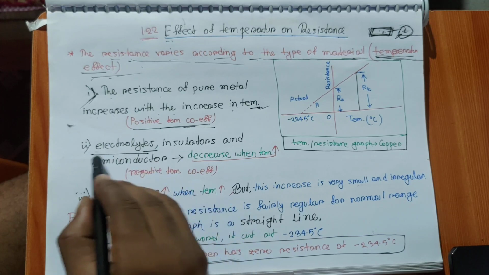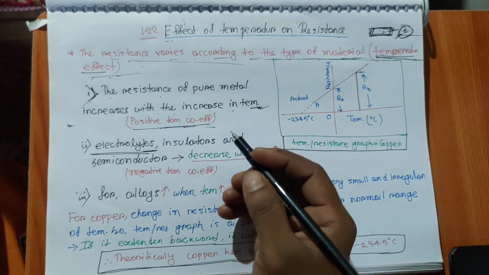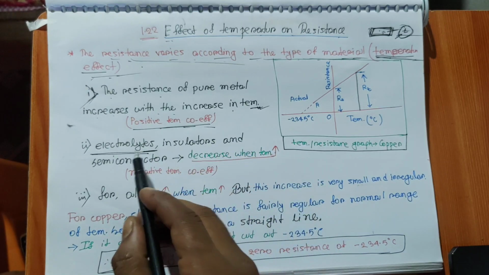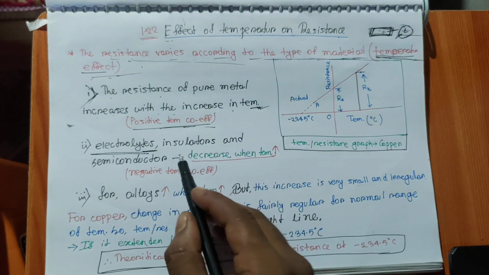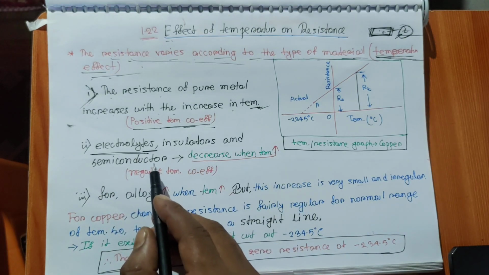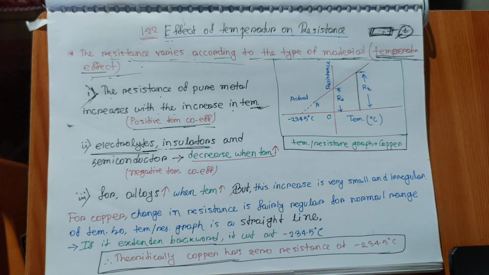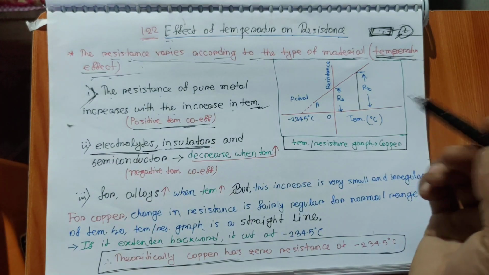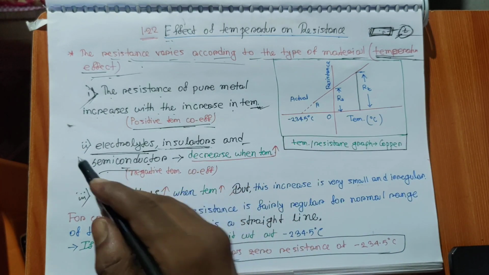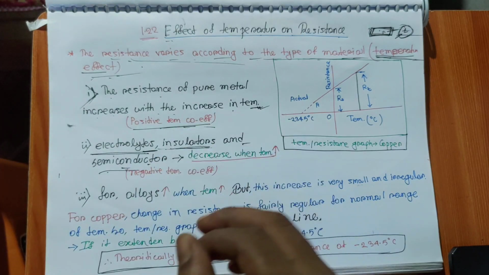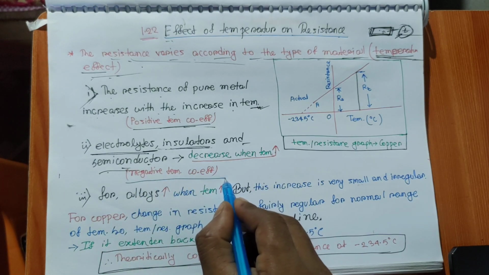Electrolytes, okay, electrolytes means you can say some liquid type, like those used in a transformer for cooling. Electrolytes, insulators and semiconductors. I think you know insulator means it has too much resistance, electric current can't flow through it. Semiconductor is like the summation of insulator plus conductor. Both of these have a negative temperature coefficient.